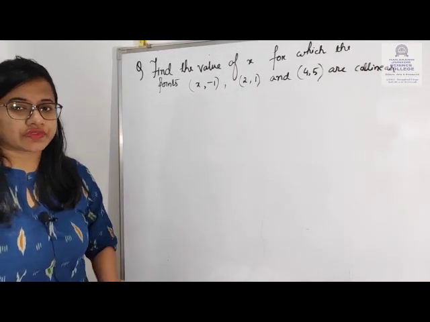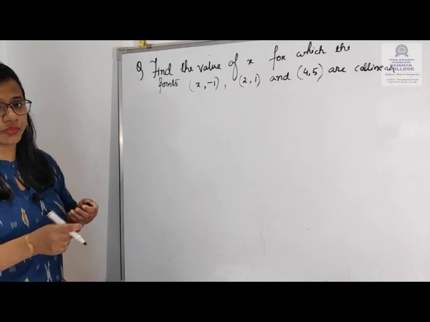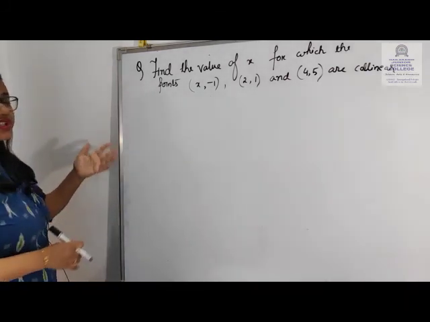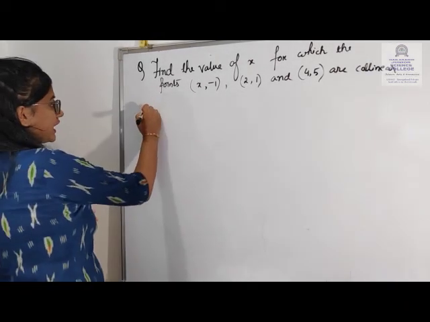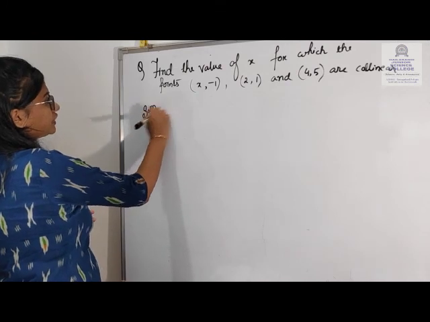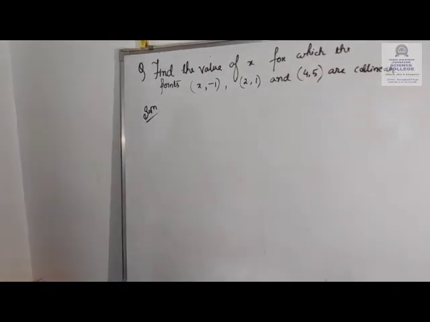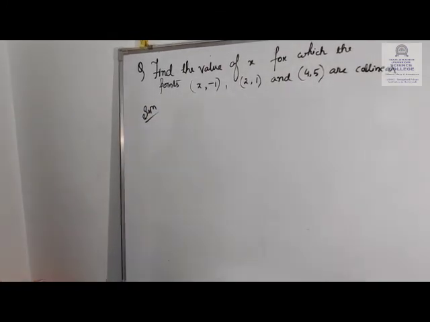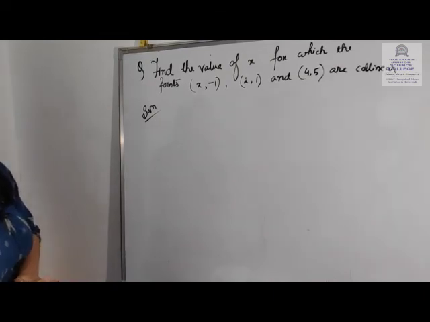So today we will be solving some more questions from exercise 10.1. The questions are based on the slope of a line. So I am solving some questions here. What is the question here? Find the value of x for which the points (x minus 1, 2), (1, and 4, 5) are collinear.